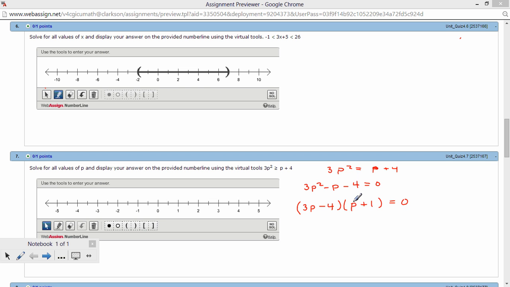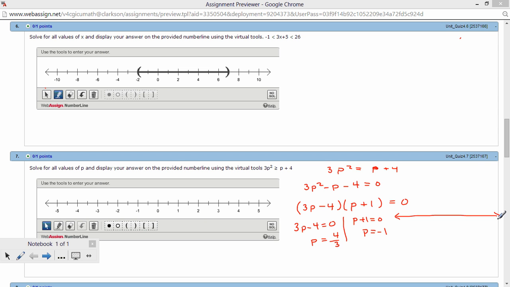This is a spiraled-in part of it right here, solving things where you have to factor. Factoring was a Unit 1 skill, and that's something you might want to review. Now, from here, we get p plus 1 equals 0, which yields p equals minus 1, one number of concern. The other number is a little bit ugly because we got 3p minus 4 equals 0, and that solves to p equals 4/3, which is a little bit bigger than 1, right? 1 and 1/3.